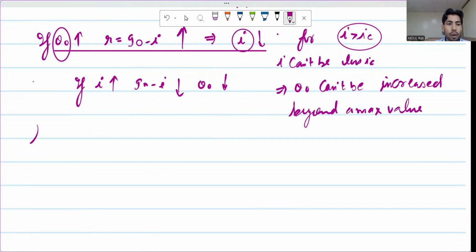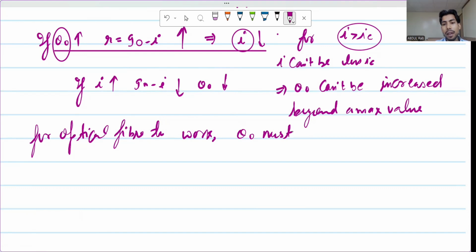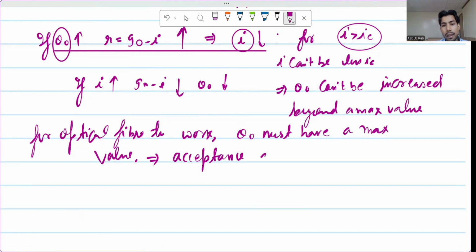That means for optical fiber to work, what should we have? For optical fiber to work, this theta naught must have a maximum value. Must have a maximum value. And this maximum value is called the acceptance angle. Got it?